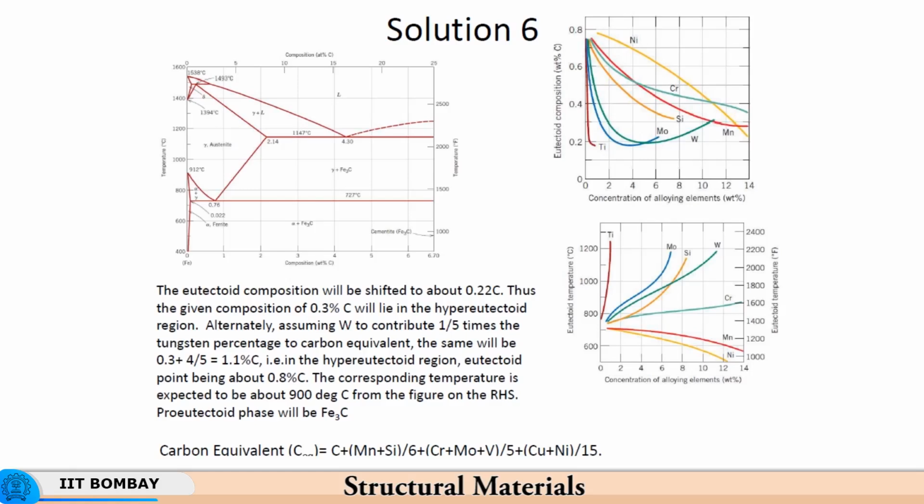Okay. The pro-eutectoid phase will be iron carbide, because in case of hypereutectoid region you have Fe3C plus gamma, and this gamma subsequently gets converted to alpha plus Fe3C below this. So, hypereutectoid means you will get a significant amount of Fe3C. So, here you have pro-eutectoid phase as Fe3C. This region is Fe3C plus gamma, this region is alpha plus gamma.